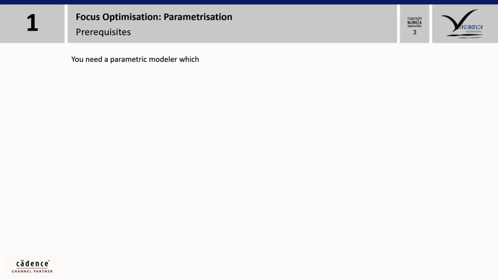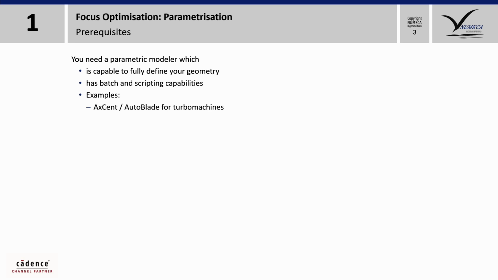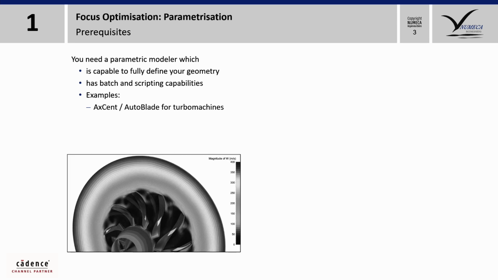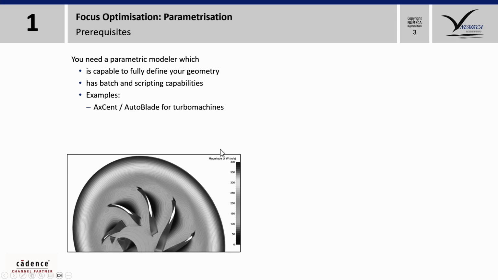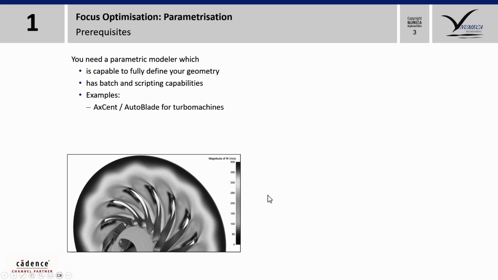First of all, what do you need for that? Essentially, you need a parametric modeler, which is able to fully define your geometry, and in the best case, that has batch and scripting capabilities. For instance, for turbo machines, you could use Accent or AutoBlade. So the demo case that we showed in our webinar, we built in Accent, which you can see down here.